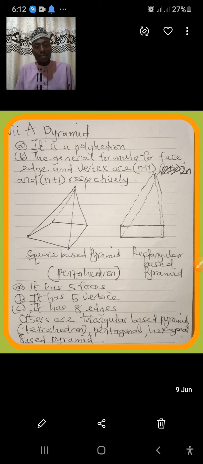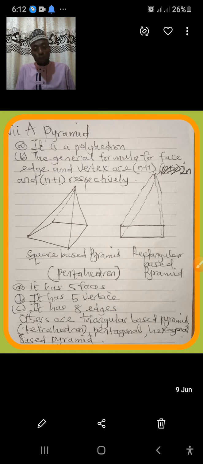If you want to get the face, it is n plus 1. If you want to get the edge, it's 2n. While if you want to get the vertex, it will be n plus 1 as well. For example, let's take square base pyramid. Square base pyramid and rectangular base pyramid are the same thing because they use 4 sides to form them. Look at it, they use 4 sides to form the square, and the rectangle has 4 sides.